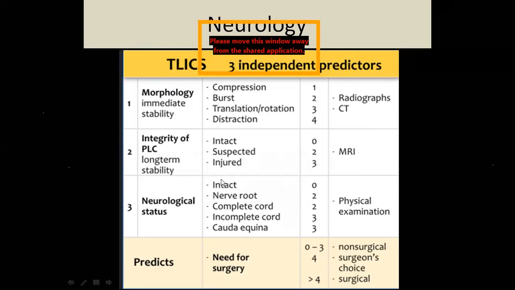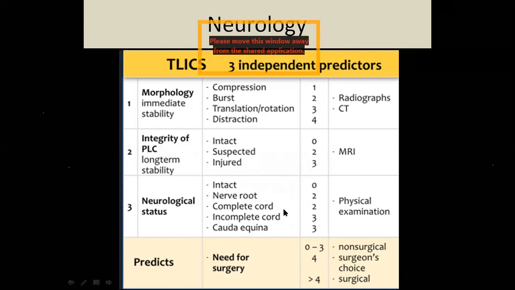Neurological status, just think. The patient has intact neurology, 0 points, no points. There is a nerve root compression. For example, if there is an L5 vertebral body fracture, the patient is having foot drop, okay? Because of the compression of the L4, L5 nerve root, you can give 2 points. There is a complete cord injury, the patient is paraplegic, 2 points.